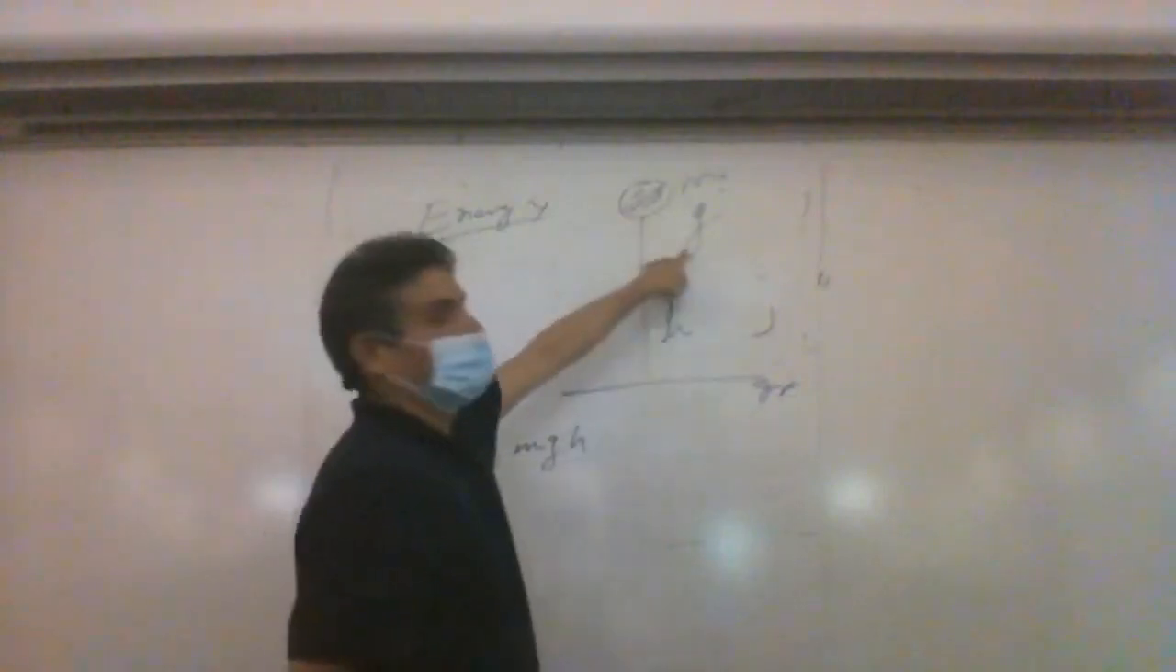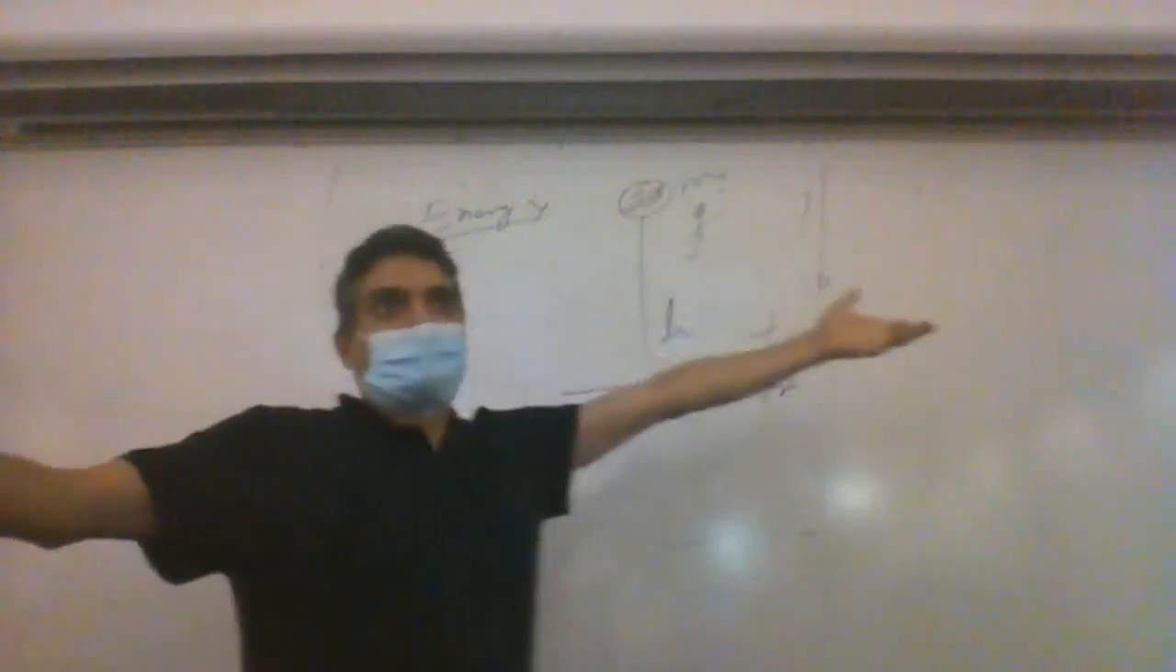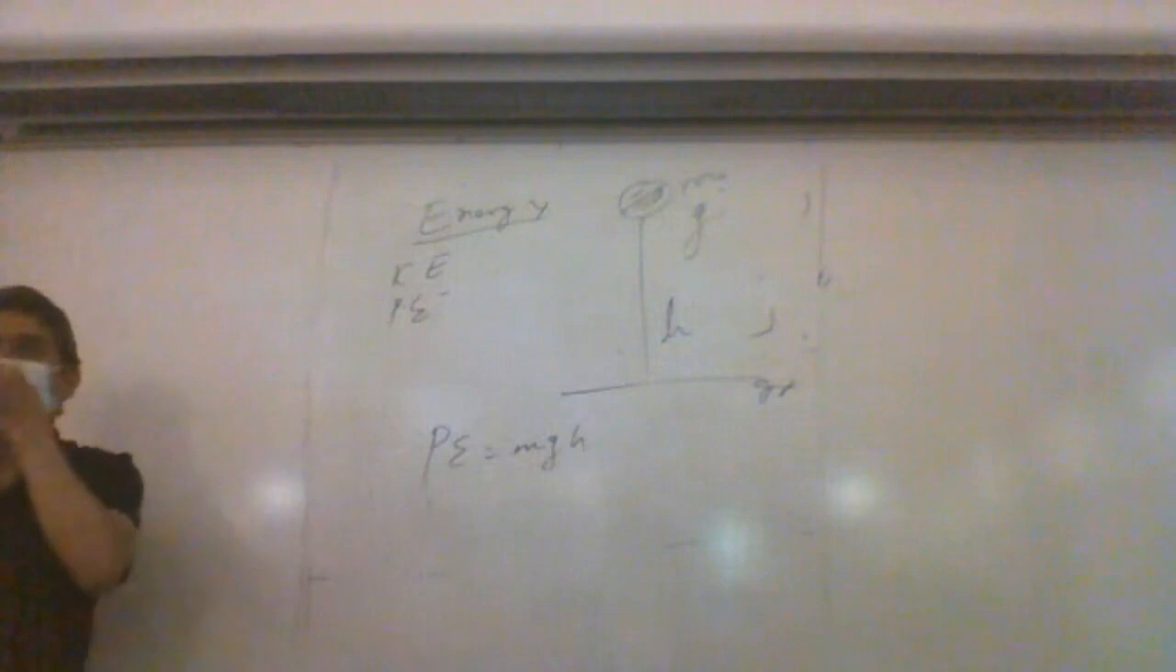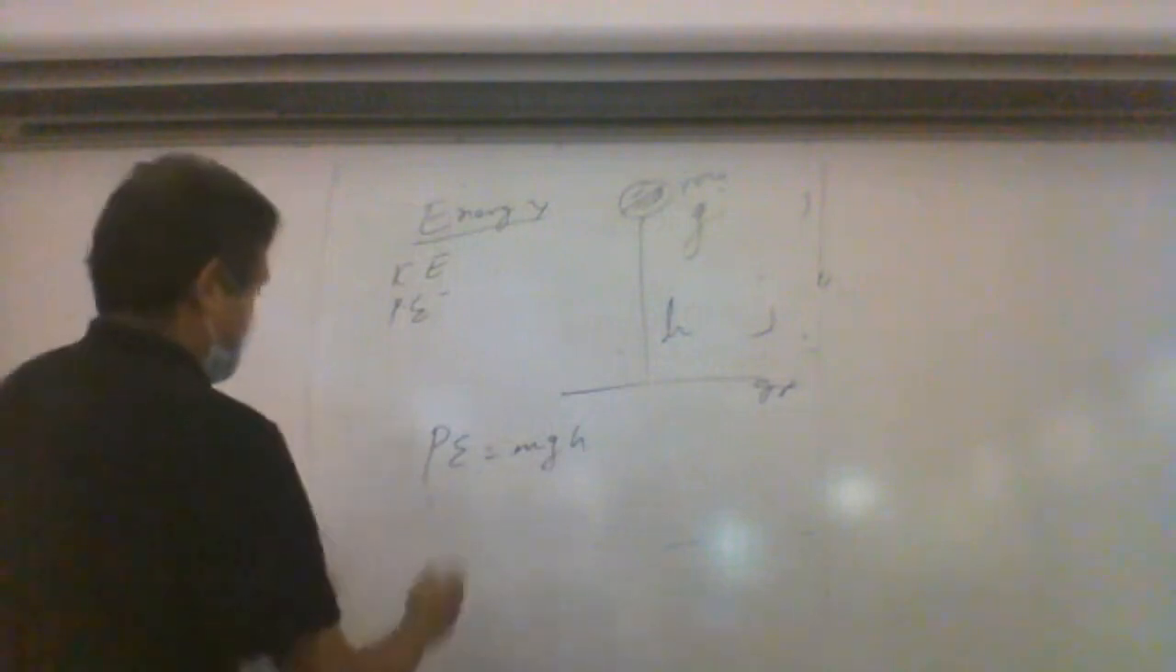So you are given the mass of that object, and acceleration due to gravity at the place is 9.8 meters per second square, and you measure the height from here to here, and you plug those numbers here, and whatever comes, that is the potential energy of that rest object. Alrighty, so how about the kinetic energy?